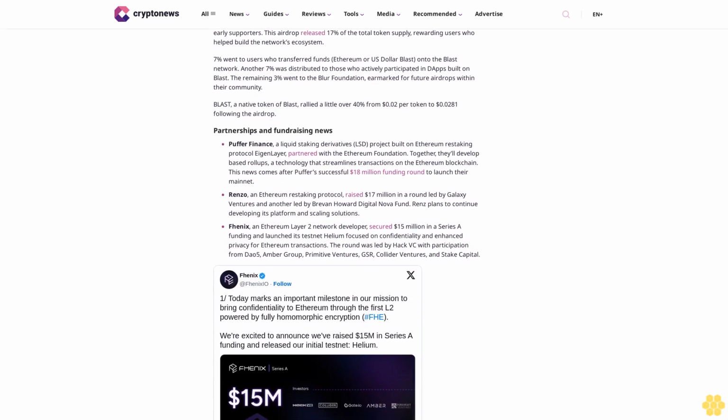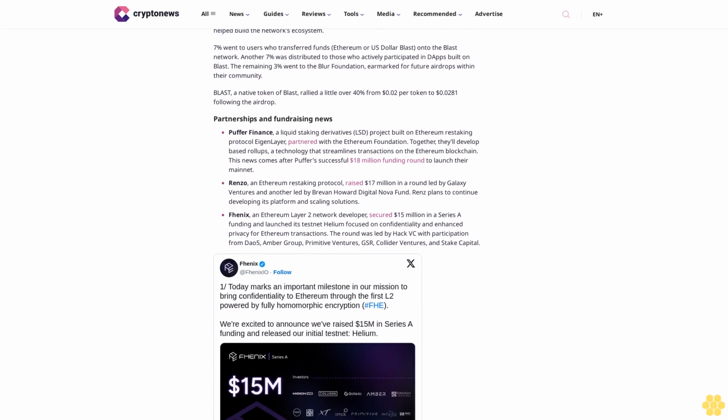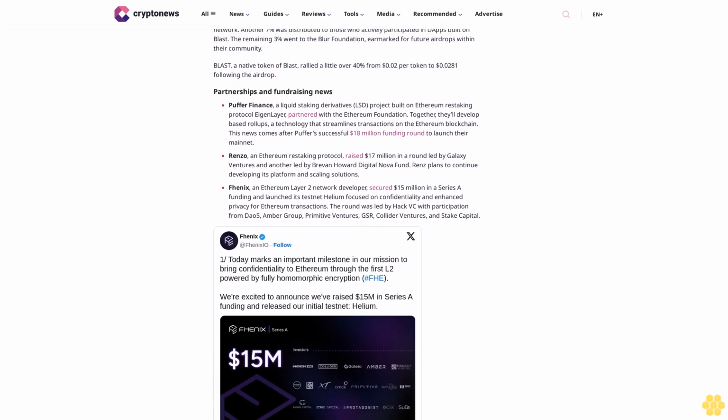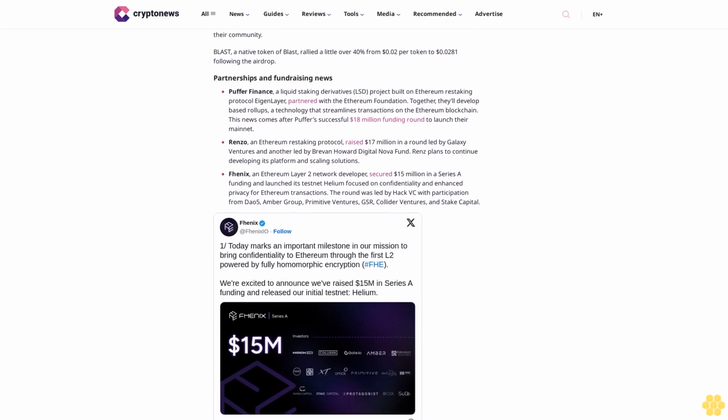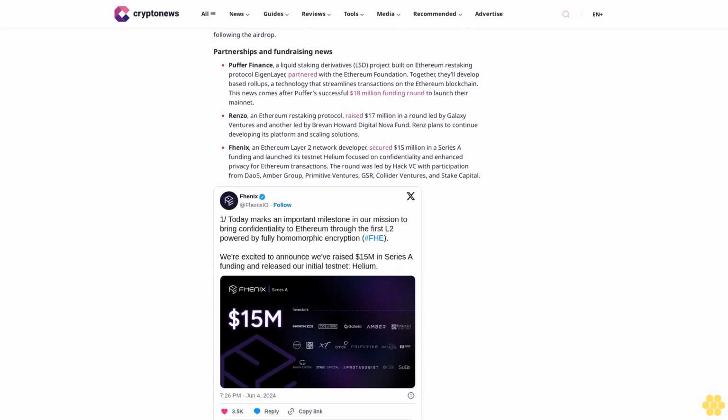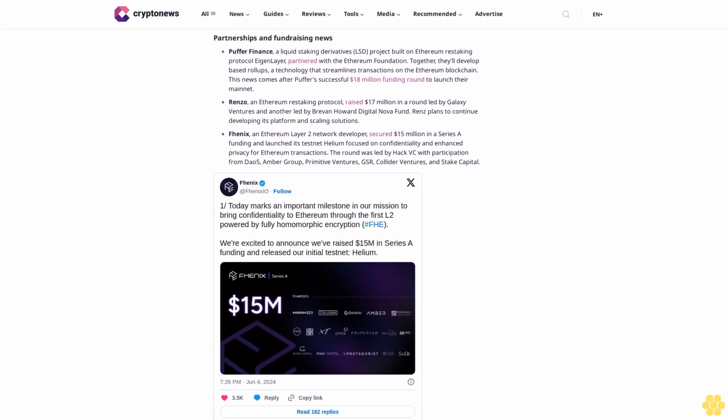Blast rewards early users with airdrop. On June 26, Ethereum Layer 2 scaling network Blast distributed a significant airdrop to its early supporters. This airdrop released 17% of the total token supply, rewarding users who helped build the network.